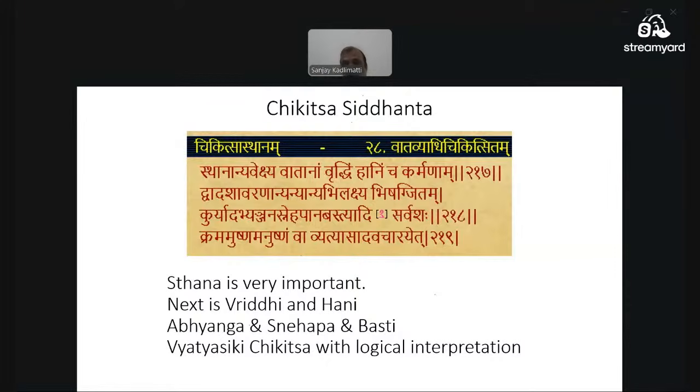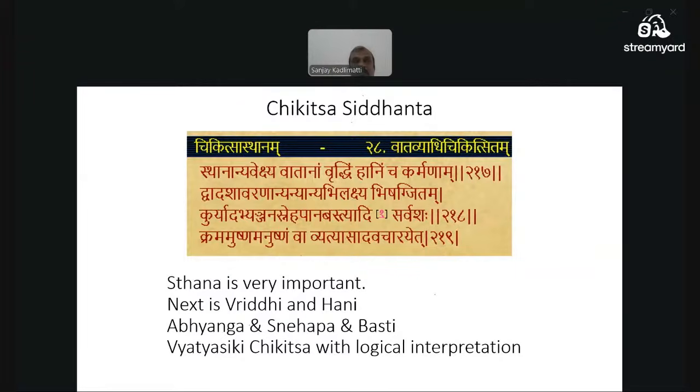This is again given in 28.217, 218. Very important. If we feel confused about the treatment of Avarana, then this shloka will help us: Sthanan Aveksha. Always see the sthana of Avarana first. Because Pranavrata Udana or Pittavrata Prana, Pittavrata Vata can occur anywhere in the body, since all are circulating everywhere. First see the site affected. Very important. Vatanam Vriddhi Hani Cha Karmanam. Assess whether the Vata karma is Vriddhi or Hani.